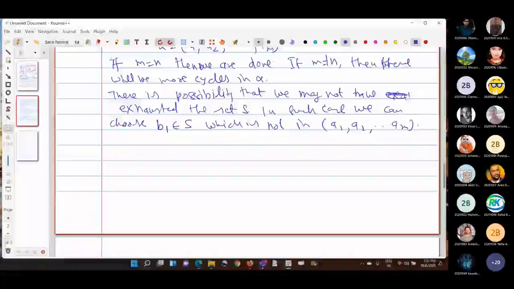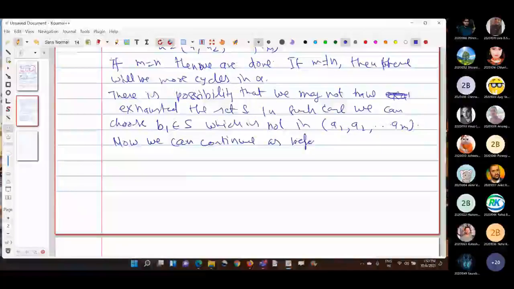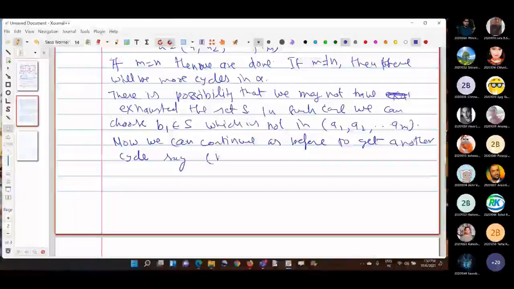Now we continue as before to get another cycle, say b1, b2, and let us take up to bk. Fine.